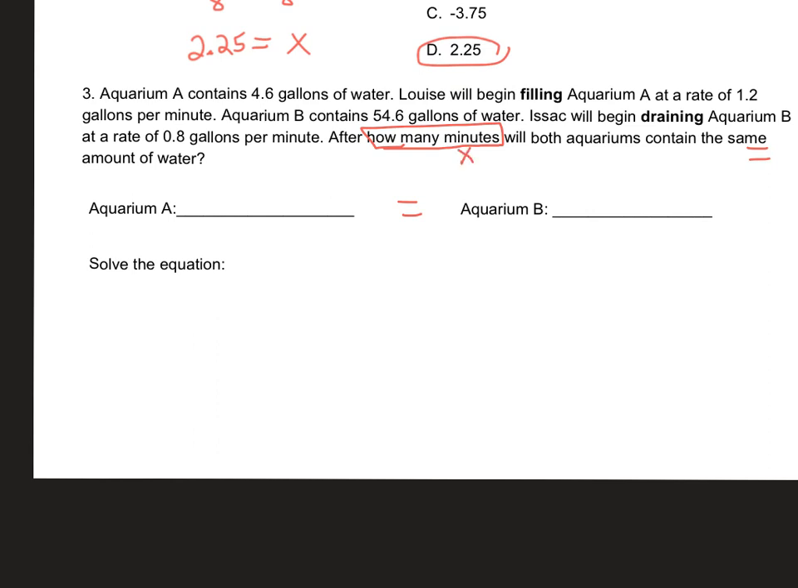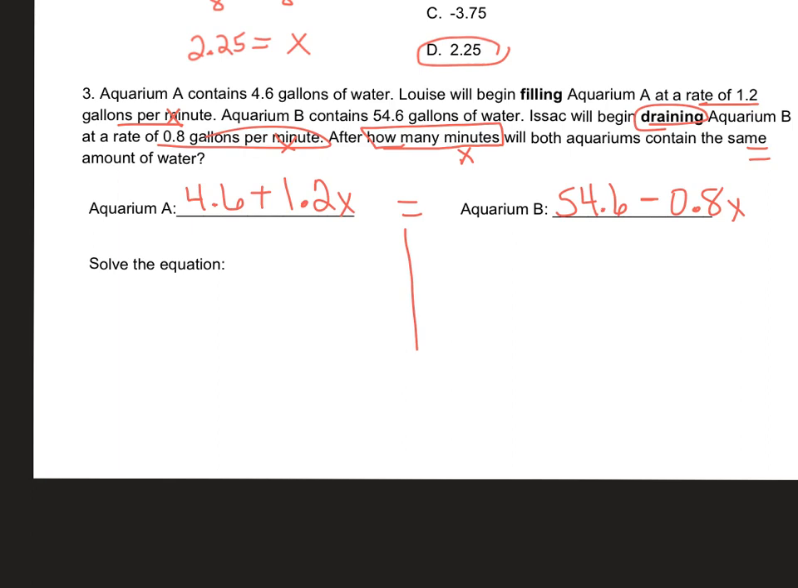That's my multiplier there. So I know aquarium A is starting off with 4.6 gallons of water, and Lewis is filling it up at that rate of 1.2 gallons per minute. There's that plus 1.2x. Aquarium B, on the other hand, has 54.6 gallons of water, but Isaac is draining that. So that means it's losing water, at 0.8 gallons per minute. There's that per minute again. So at some point, they're going to end up with the same amount of water.